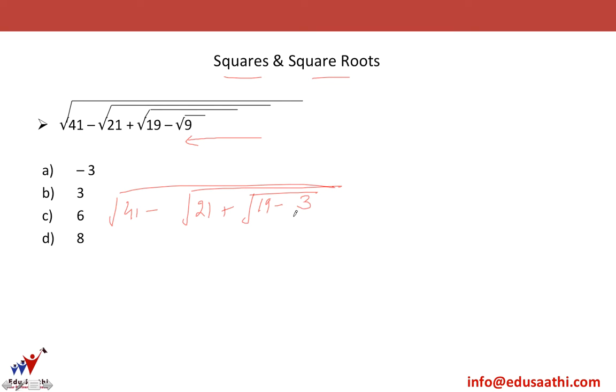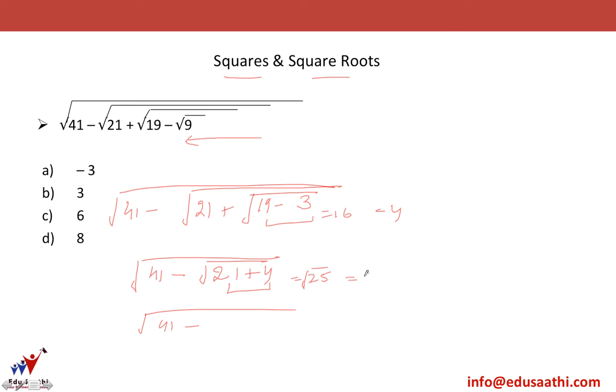root. So 19 minus 3 is 16. This portion is equal to 16 and under root of 16 is equal to 4. So now my question has reduced to 41 minus 21 plus 4 under the root and this under the root. So this now becomes 41 minus, now 21 plus 4 is nothing but 25 and under root of 25 is 5. So this becomes 41 minus 5 under the root, which is nothing but under root 36, and the right answer option is 6. Again, a pretty easy question. All you need to know is squares and square roots.